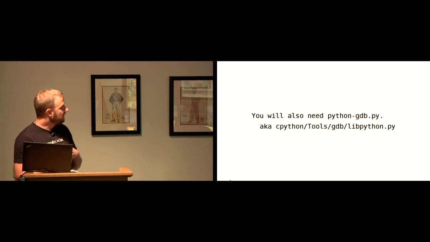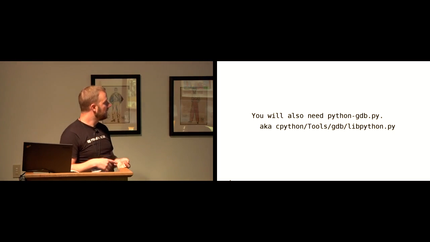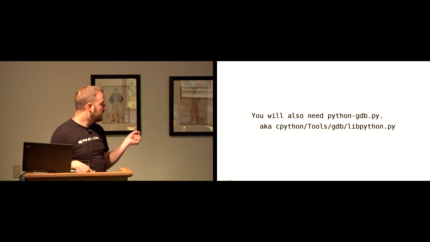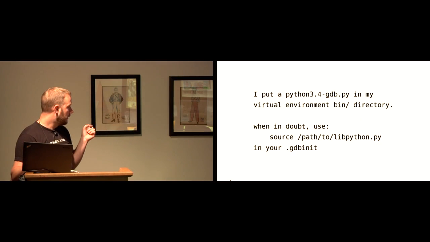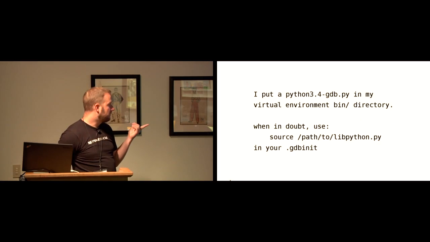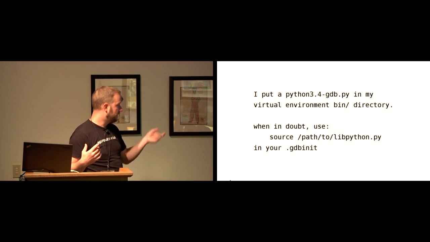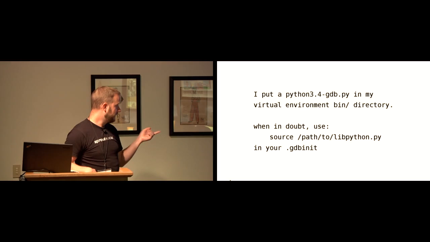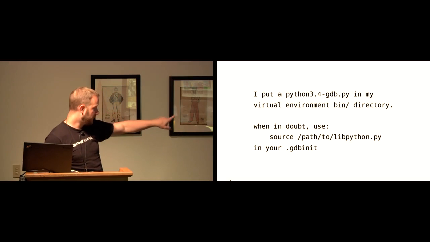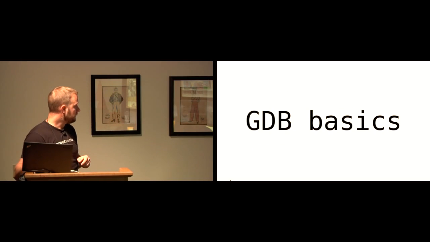It has basically all the implementation for all the Python-specific tools in GDB. You're going to need that available so that those tools are exposed when you're in your GDB debugging session. I typically just place it in my virtual environment bin directory. You basically want it where the Python binary is living. I always use virtual environments, so it's easy enough to just stick it in there. If you don't really know where to put it, you can also just add a GDB init file that sources it. Works great as well.